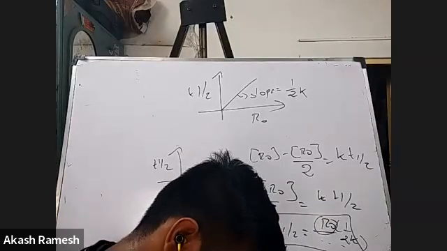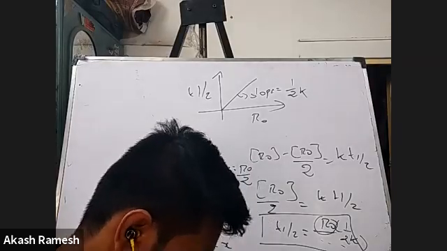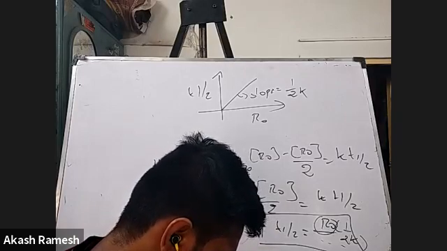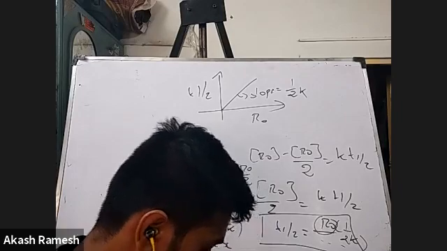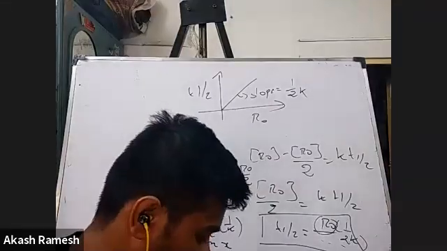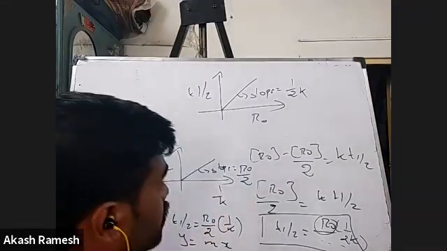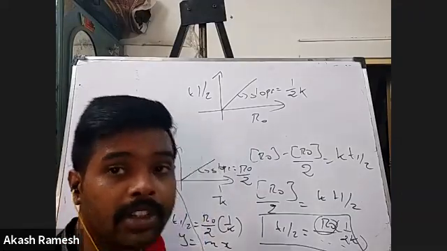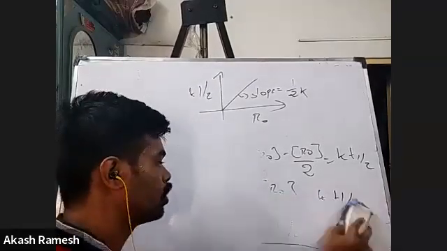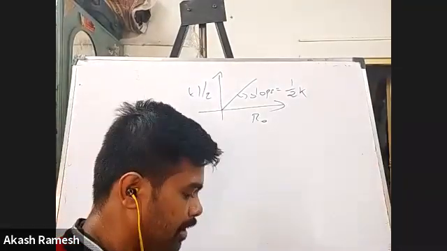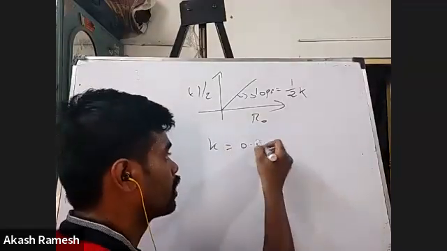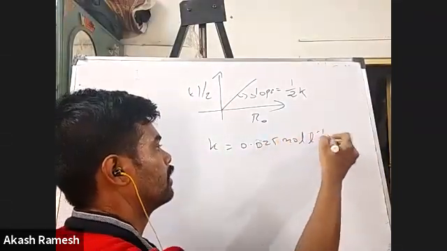Okay, a question. A certain zeroth order reaction has K equal to 0.025 mole per liter per second.